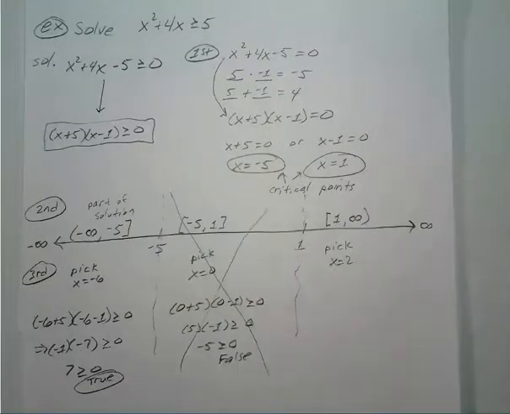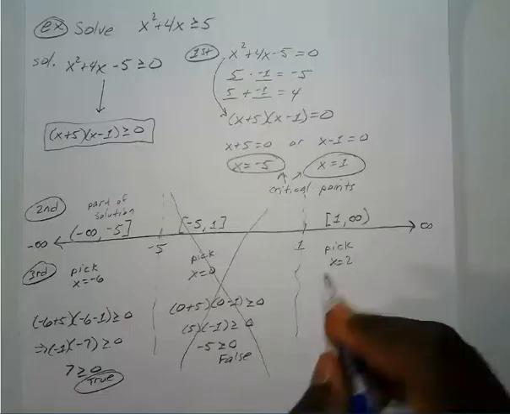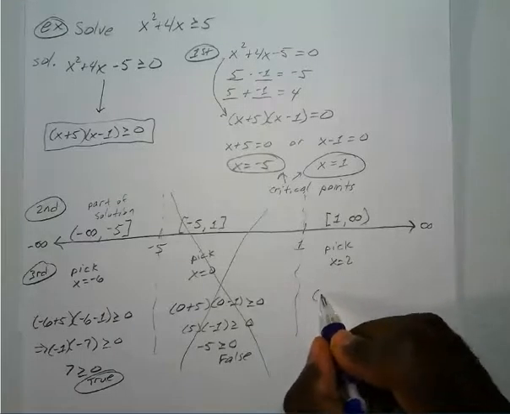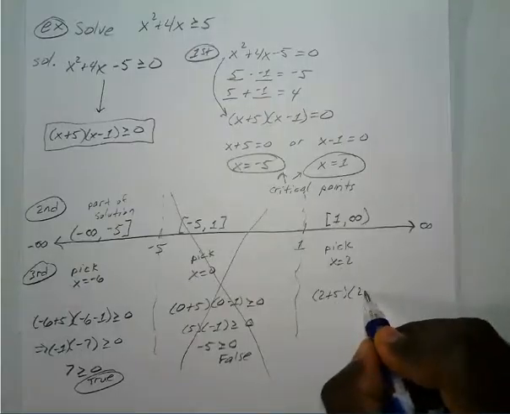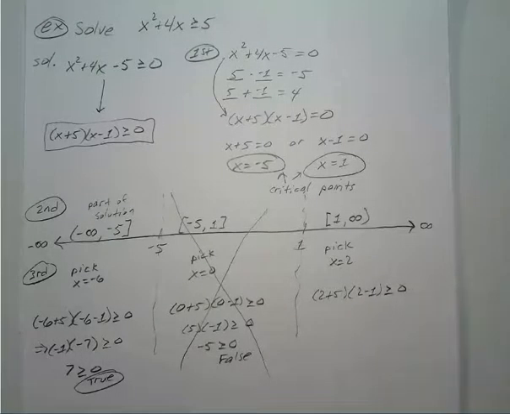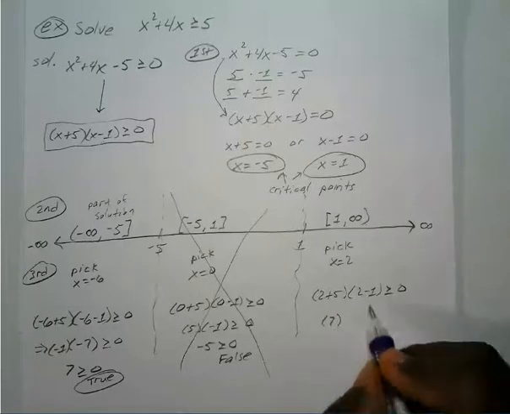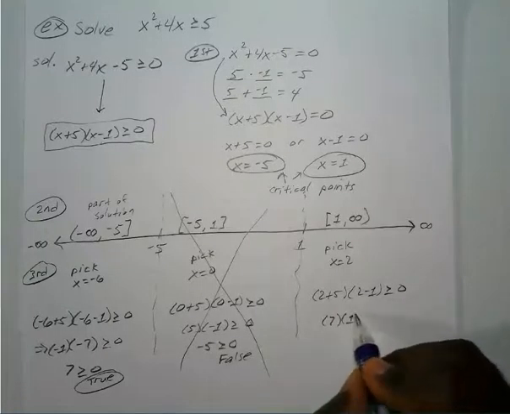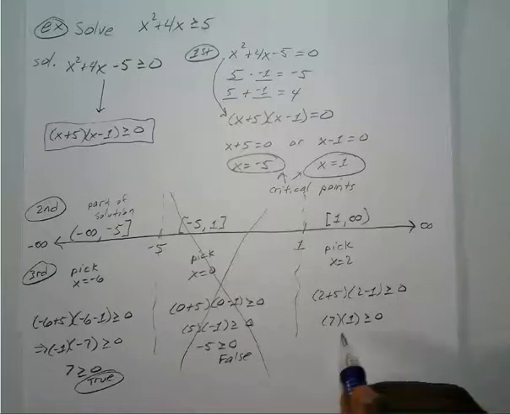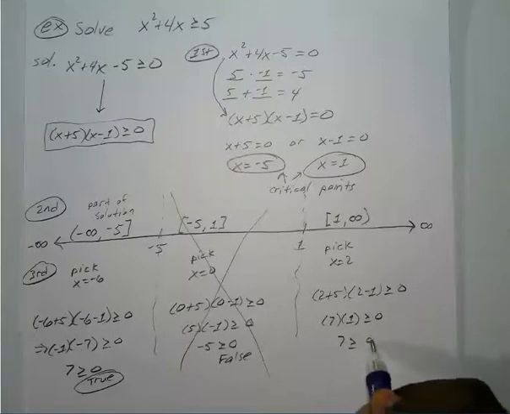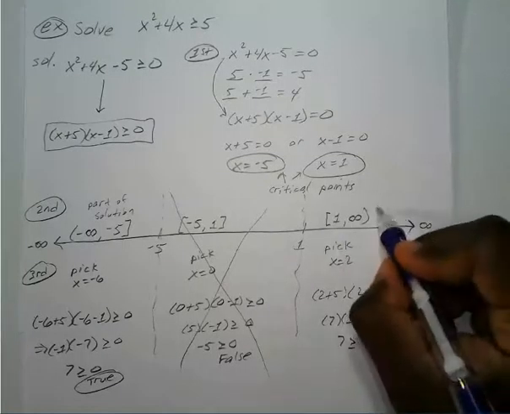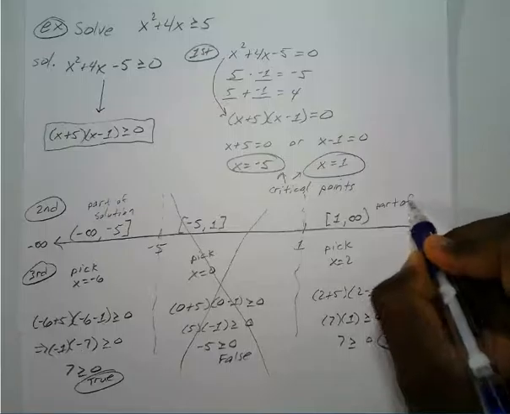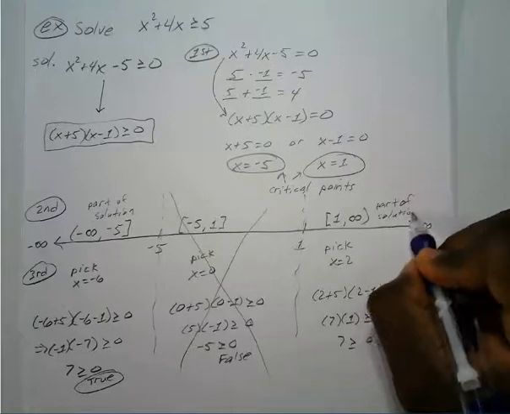Okay, so you go from 1 to infinity, we picked x equals 2. So that gives us (2 + 5)(2 - 1) is greater than or equal to 0. Now 2 plus 5 is 7, so we have 7. 2 minus 1 is 1. So that gives us 7 is greater than or equal to 0, which is true. So we know that this is part of the solution.